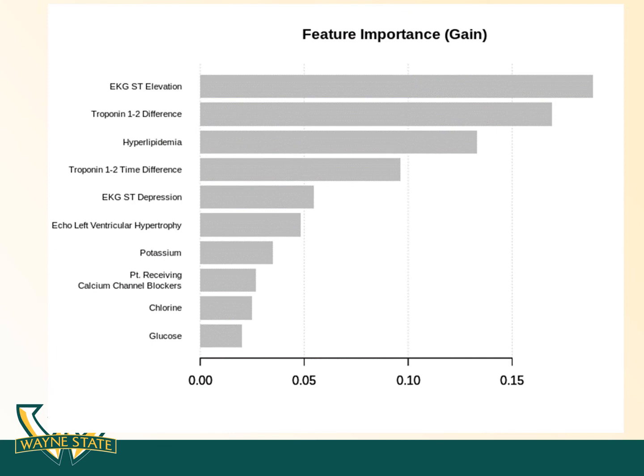So this is the slide that shows the important features of our machine in making a prediction for clinically significant coronary artery disease. The number one variable would be ST elevation on the EKG. Number two would be troponin 1 and 2 difference, so the delta change in troponin. Number three would be hyperlipidemia, and number four would be the time difference between the first and second troponin levels.